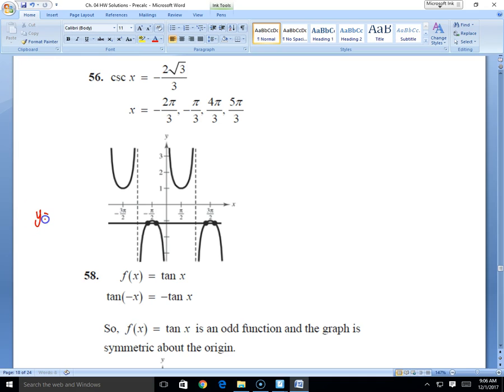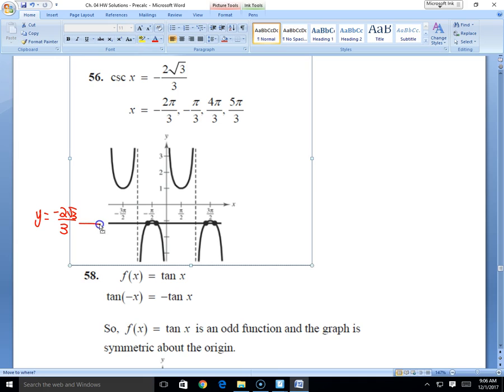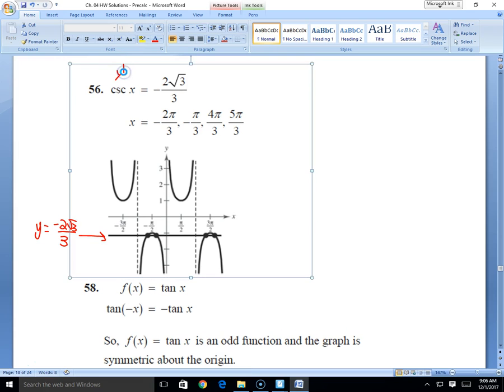Let me show you. What did they do? This was our y1, cosecant. That is our y1. This was our y2. I'll just write it outside the box. That's our y1, that's our y2.